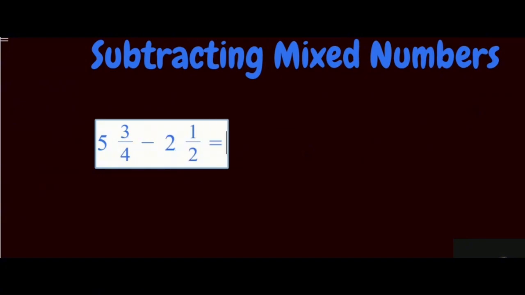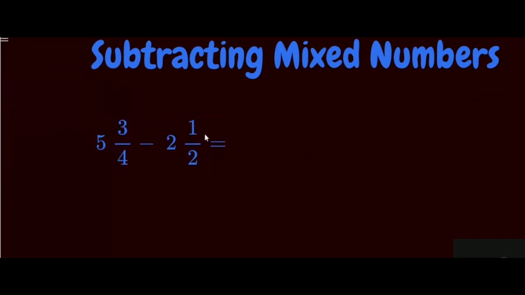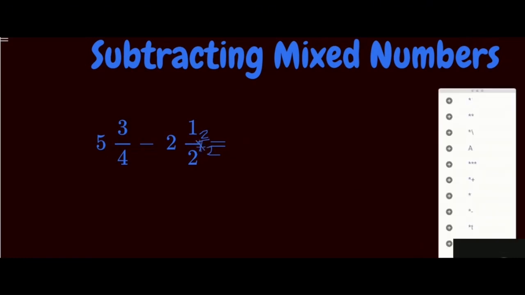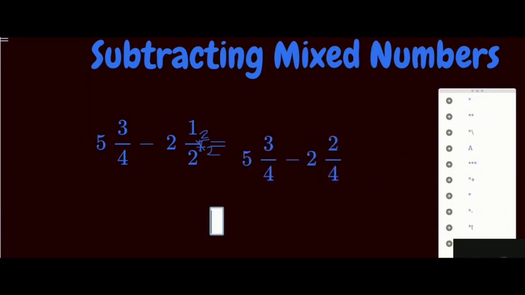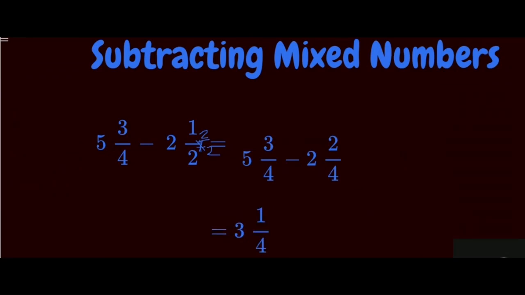We want the denominator to be 4 for the 1/2, so we're going to multiply 1/2 by 2/2. And when we write this out, we're going to have 5 and 3/4 minus 2 and 2/4. We're just going to simply subtract at this point and keep the same denominator. We're going to have 3 and 1/4.